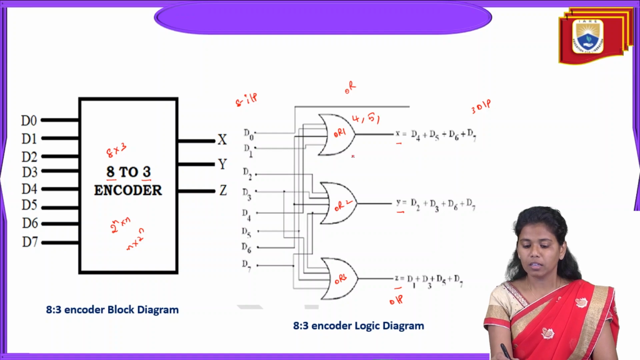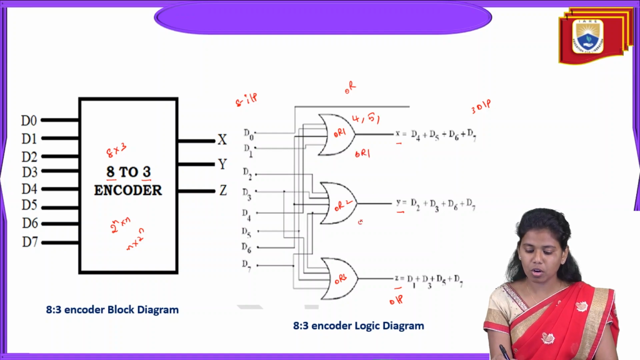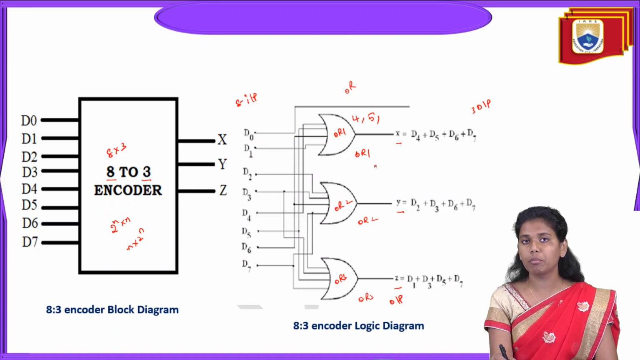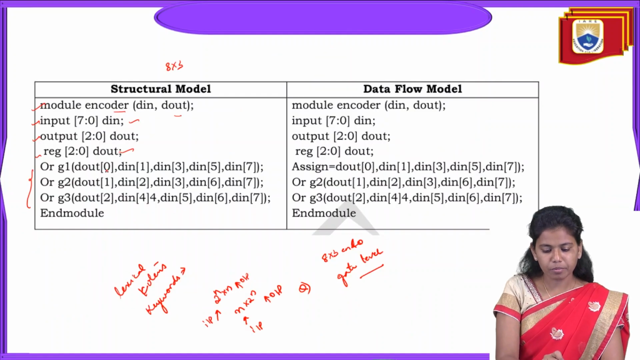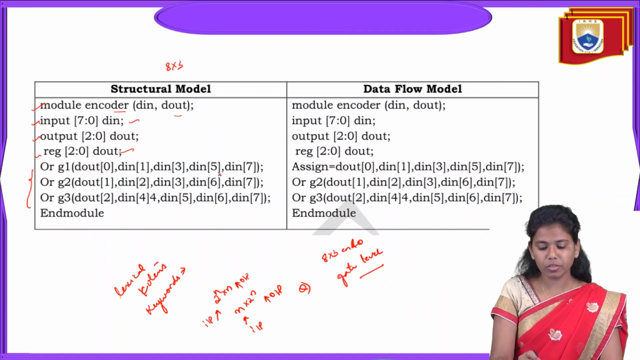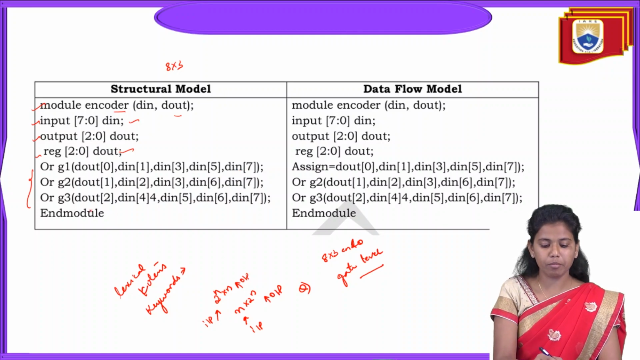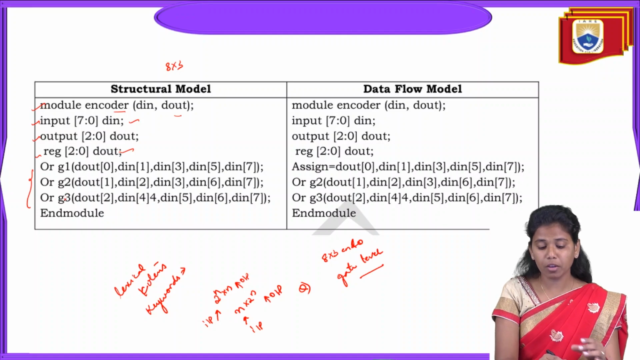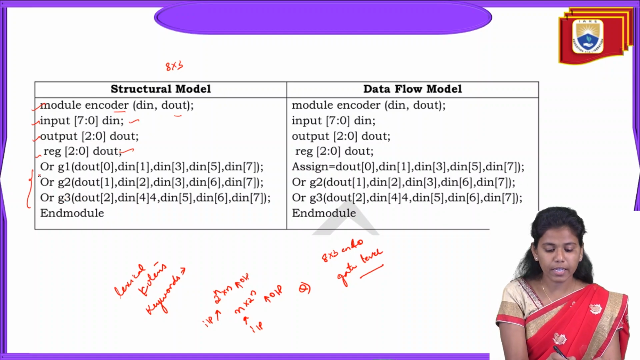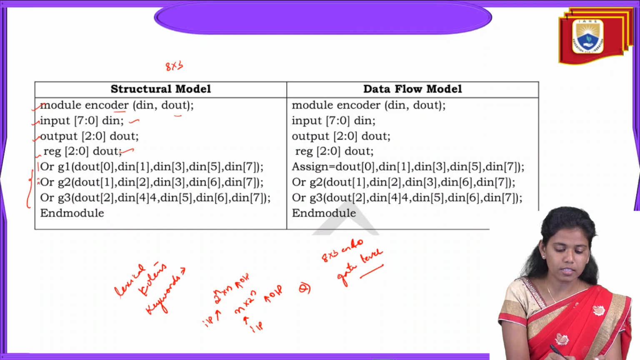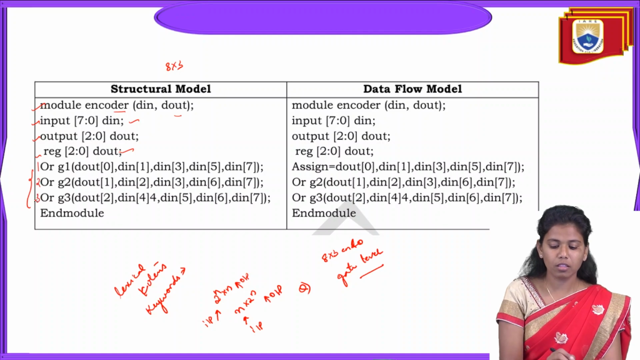The output is, see, this is OR gate 1, this is OR gate 2, and this is OR gate 3. So for OR gate 1, how am I writing my output? It is D4, D5, D6 and D7. So see, the output is 0, 1, 3, 5 and 7. Likewise, for the rest of the OR gates, I'm going to write my code with respect to the second OR gate. This is the first OR gate, this is the second OR gate, and this is the third OR gate.